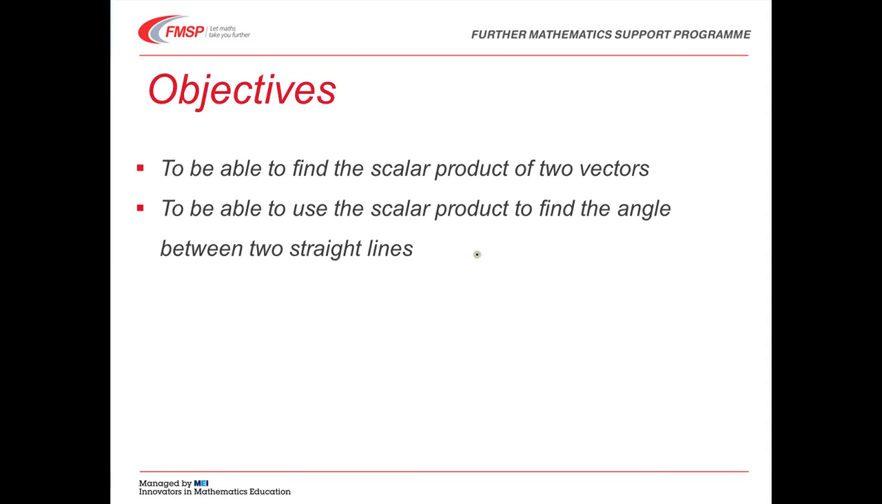In this video, we'll be looking at a way of multiplying vectors. It's called the scalar or dot product. If you study vectors in Further Pure modules, you'll meet a different way of multiplying vectors, called the vector or cross product.